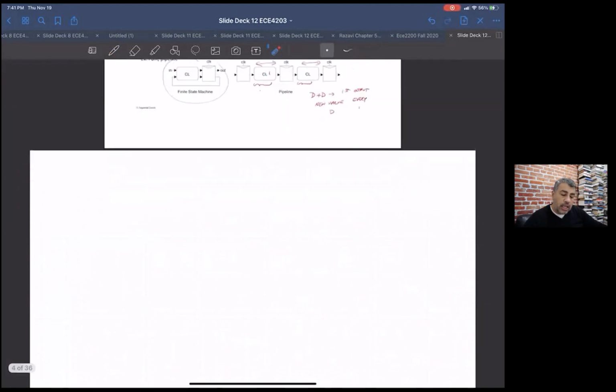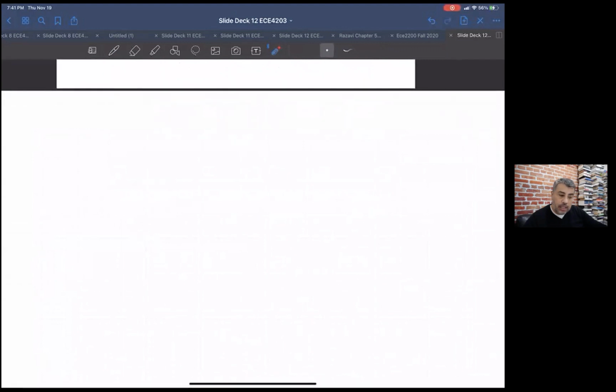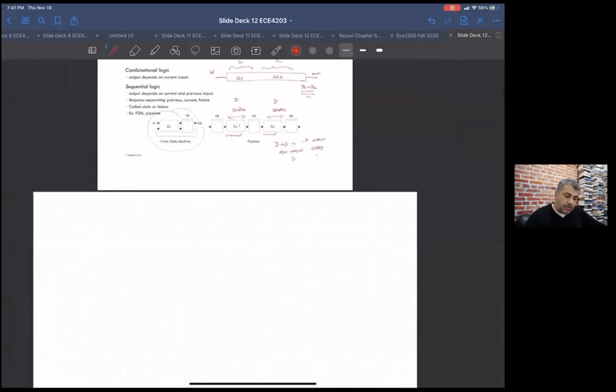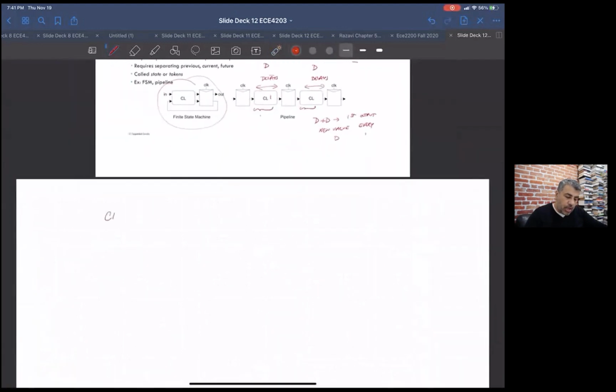Another thing that I'd like you to keep in mind from a high level is once you have these sequential circuits, you have something called a clock. Boy, I've got really poor handwriting. It means clock. Okay, you can't have sequential circuits. You can't have time tokens if you don't have a clock.